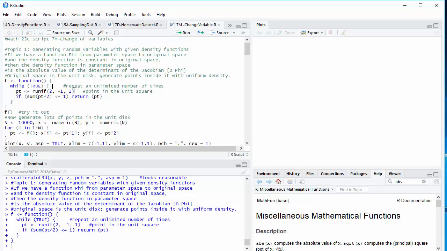So we generate a point in the unit square, that is, we generate two random variables uniformly distributed in -1 to +1, and if the sum of the squares is less than or equal to 1, then the point we generated is also in the unit disk and we return the value. Otherwise we go back and try again and again and again.